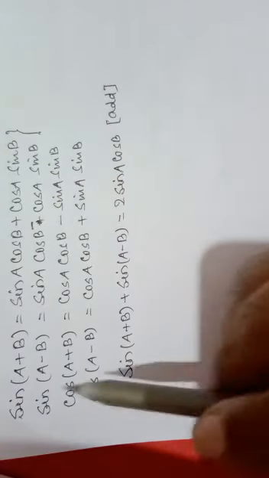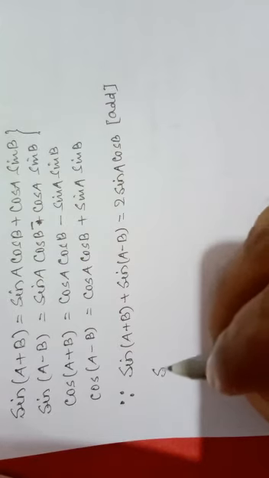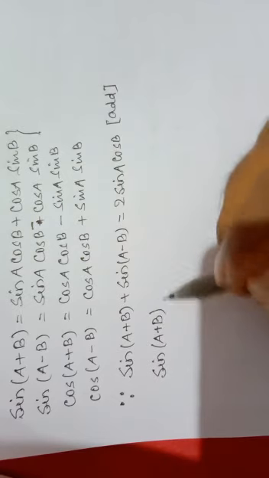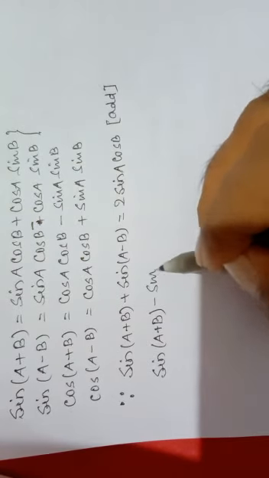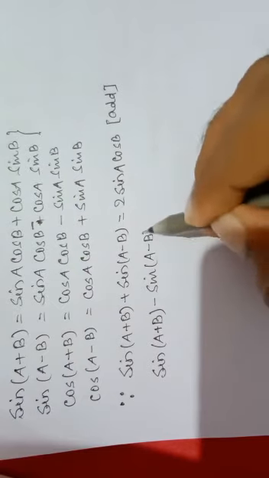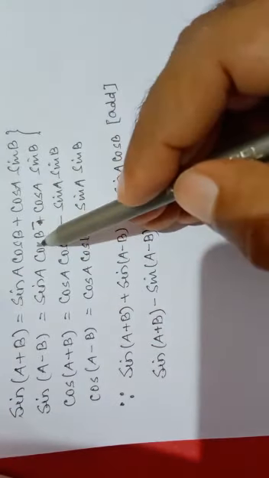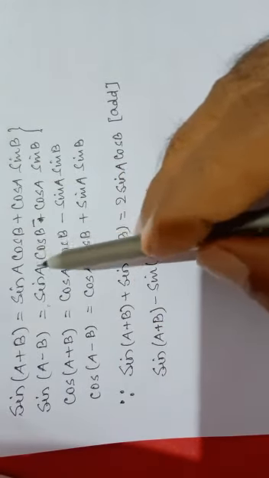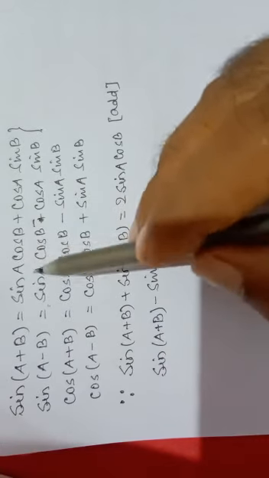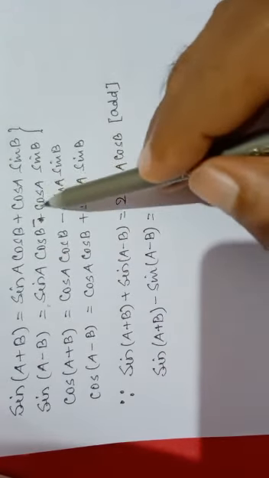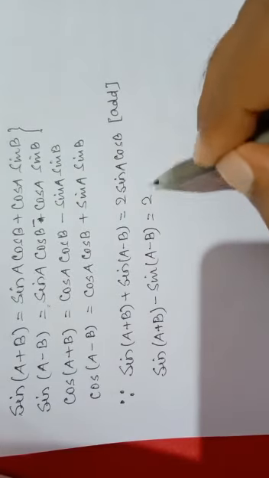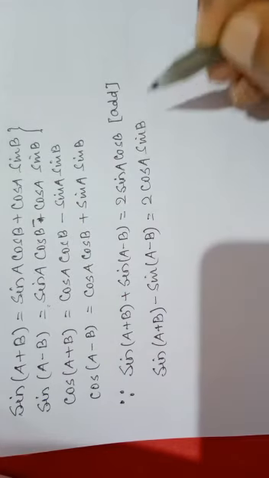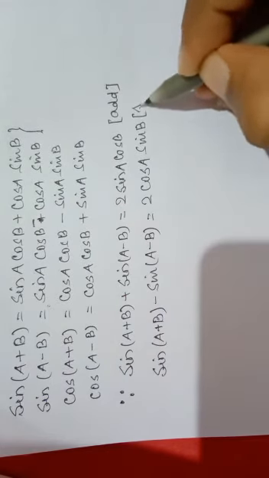Similarly, subtract them: sin(A+B) minus sin(A−B). When we subtract, on the right side this term becomes negative and this will be positive. So the negative and positive first and second terms are cancelled, and these two terms are added. So this is the formula for 2 cos A sin B. This formula is obtained after subtraction.